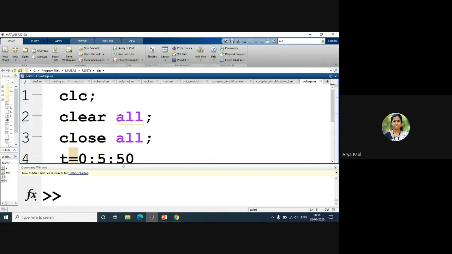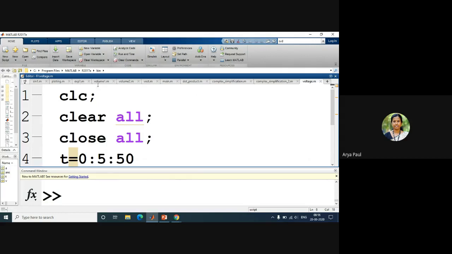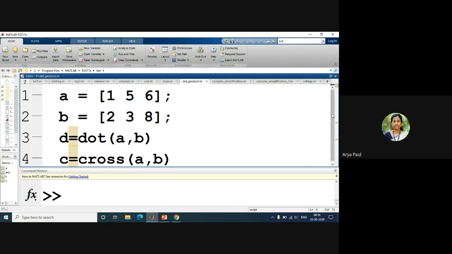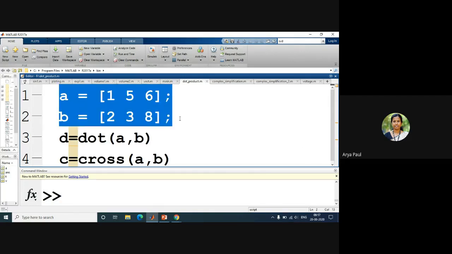Next we will go for one important concept, that is computing the dot product and cross product of two vectors. Suppose I have two vectors A and B. What do you mean by vector? A vector has both magnitude and direction. You already know the difference between a scalar and a vector quantity.